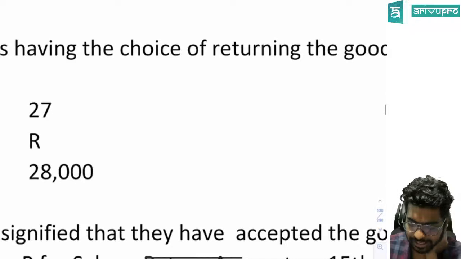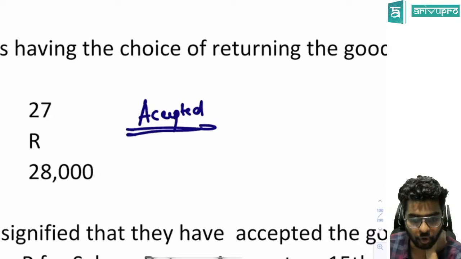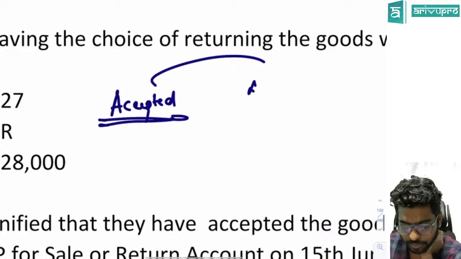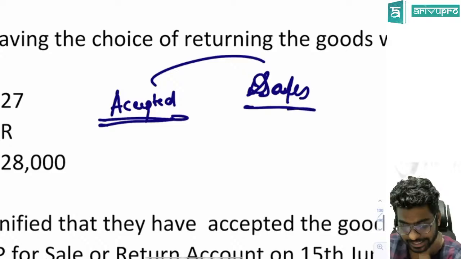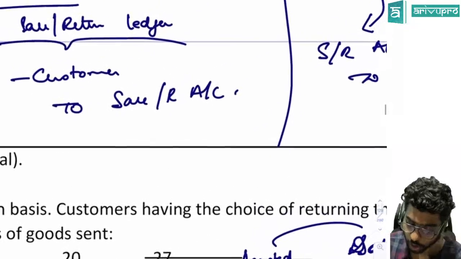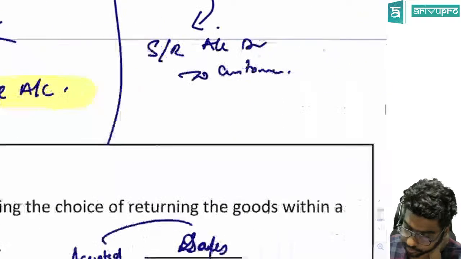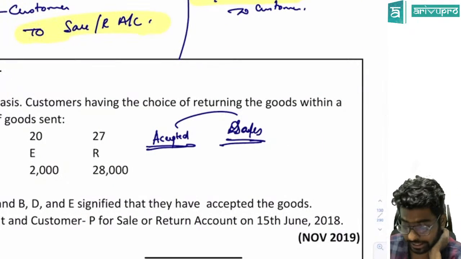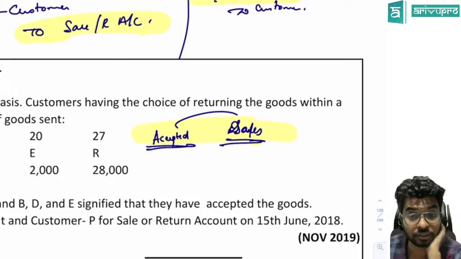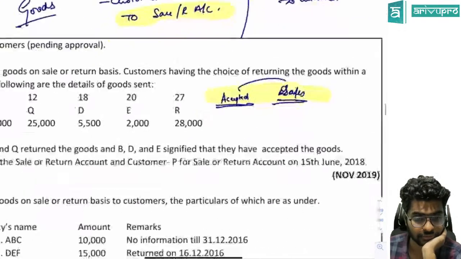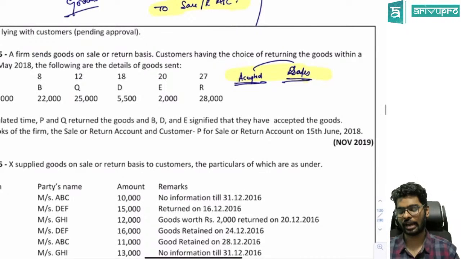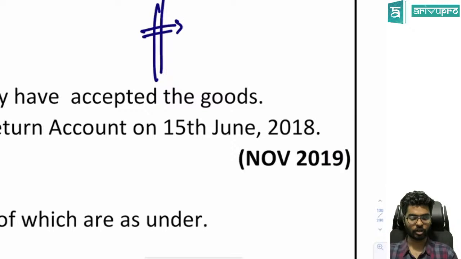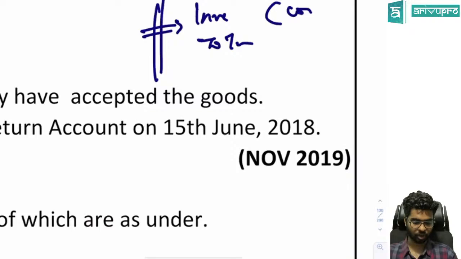Only when goods are accepted, then I will be recording it as a sale. Guys, see here, it is not sales account, it is sales or return account. Only when you get an acceptance, you'll be recording it as a sale. Are you clear? And finally, at the end of the year, you're going to be recording it as what? Your normal inventory in trading account at cost or realizable value.